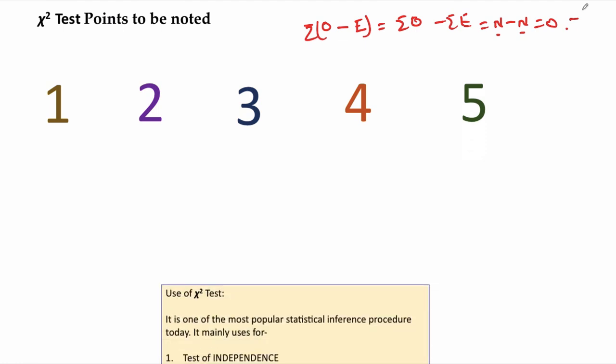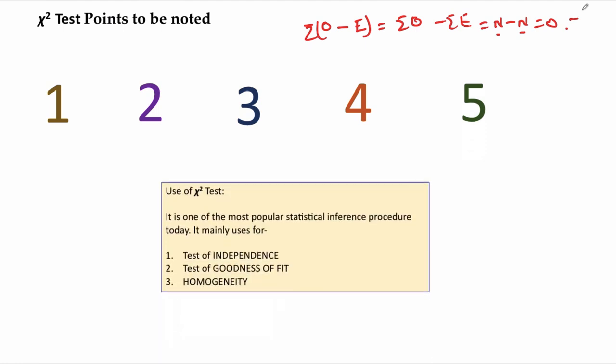Now, whatever you have understood and the 5 points which we have remembered, at the end of the day we use this chi-square test, and this is the most important statistical inference procedure today. It is mainly used for test of independence, test of goodness of fit, and test of homogeneity. These all are tested by this chi-square test. Now let's see a few further clarifications of chi-square test.